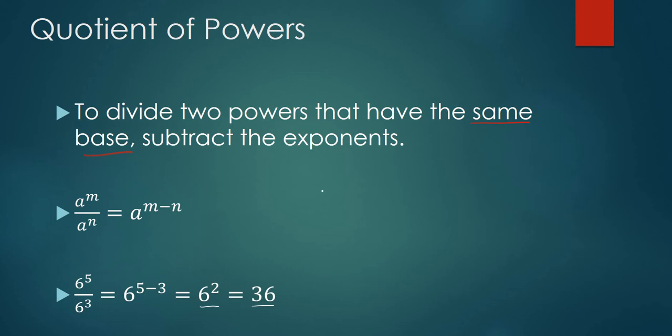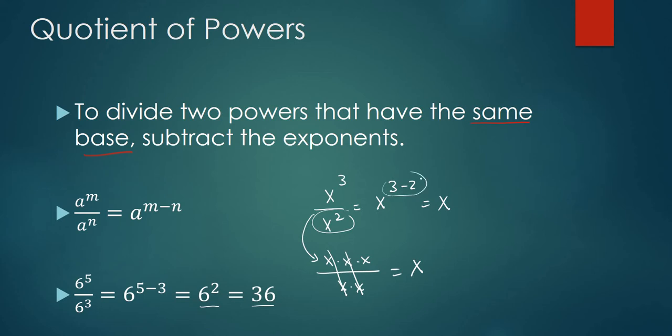Let's just take a brief look at why this works. If I have x cubed over x squared, the rule says to subtract the powers. But we also know that x cubed, another way to write that, is x times x times x. Another way to write x squared is x times x, and if I cancel the common factors, I'm left with just x. So whatever power is on the bottom, we can cross out an equal number of powers on the top, hence we use the subtraction.